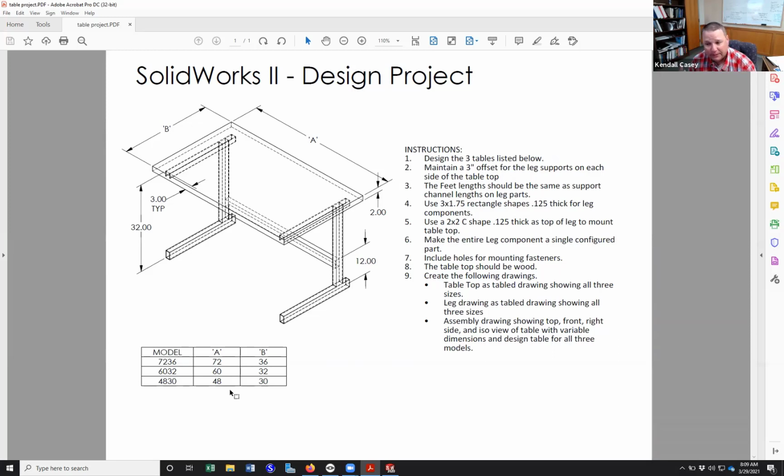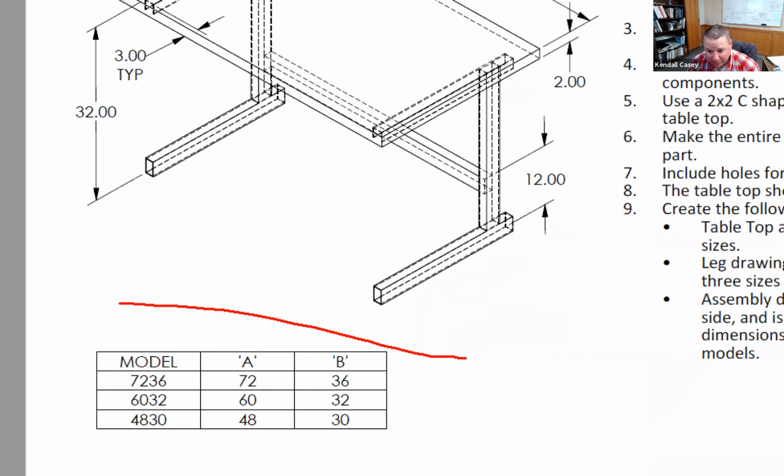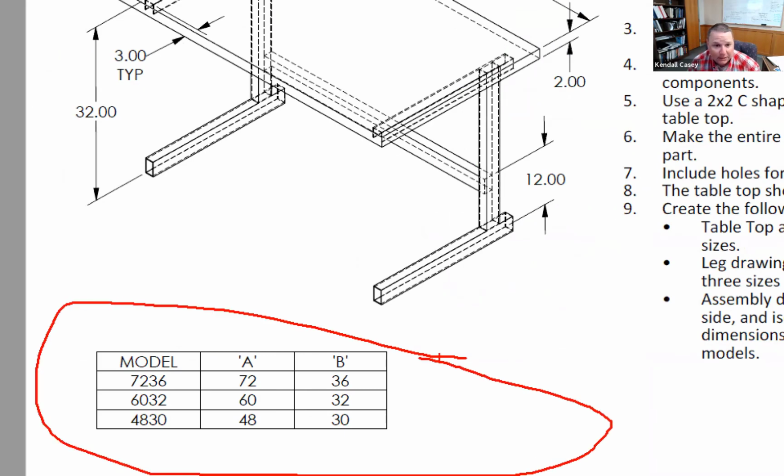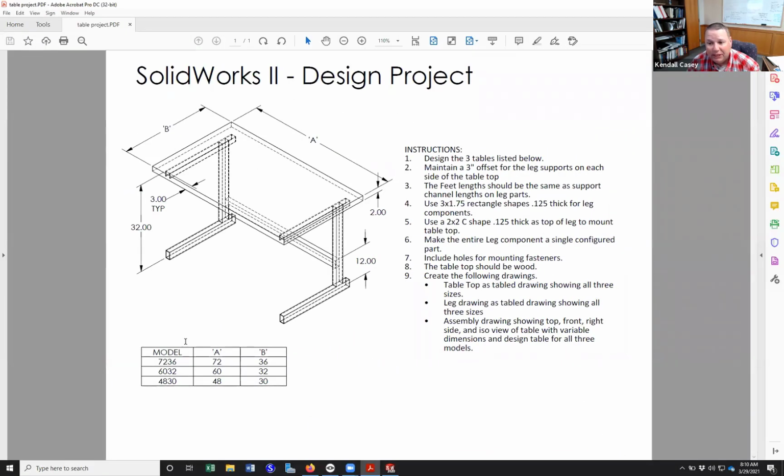So that's 2 drawings. And then finally, we want an assembly drawing showing the top, front, and right side, an ISO view, and then the table with the A and B dimensions, and basically it'll be this table right here on the assembly drawings. So it's just real generic dimensions. And realistically, there'd be some screws holding this stuff down. If you want to poke some holes in there, that's fine, but that's really not the intent of this.